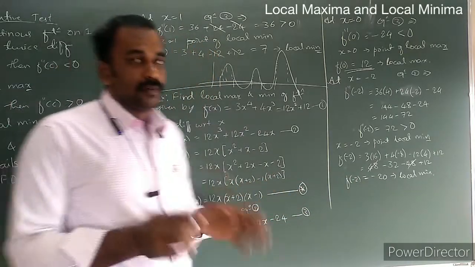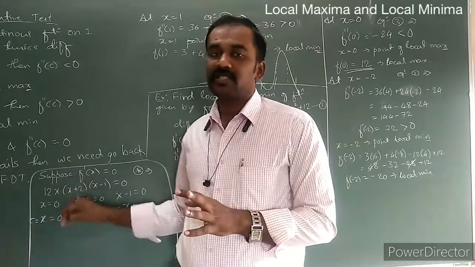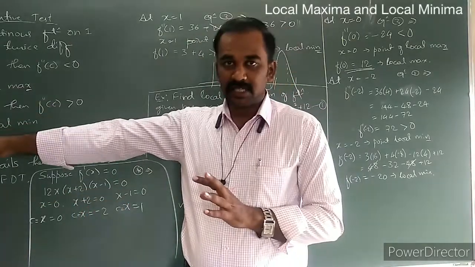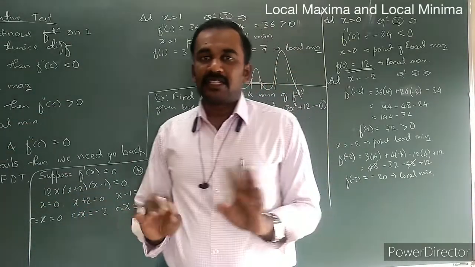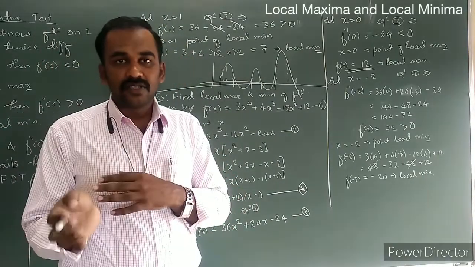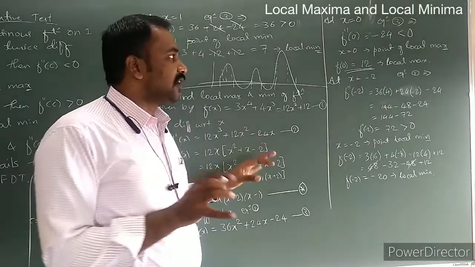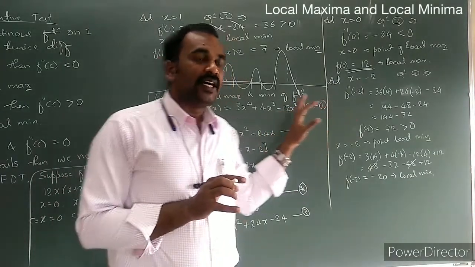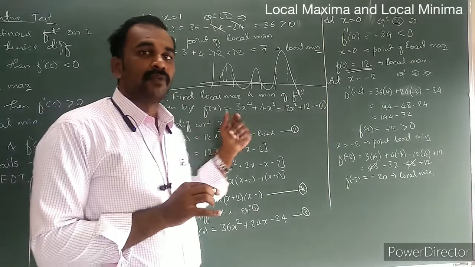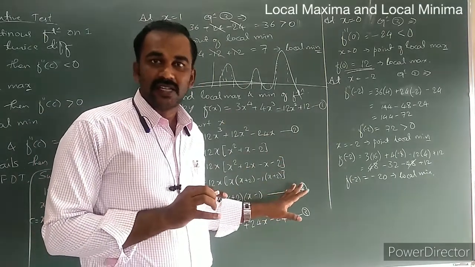Only when the second derivative is also equal to zero, then you go back to the first derivative test. In the examination, they will not particularly ask you to use the second derivative or the first derivative. You can use any derivative test. Ultimately we have to get the local maxima and local minima. Whichever theorem you use, the answer will be the same. There is no change in the answer.